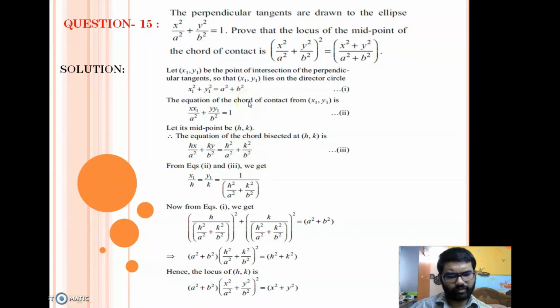Equation of the chord of contact, the equation when the midpoint is given, and this is the director circle. Now from 2 and 3 you get this relation. Now this one you substitute in equation 1, and we'll get the required locus. At last we eliminate h comma k: write x instead of h, and y instead of k. Then we'll get the required locus.